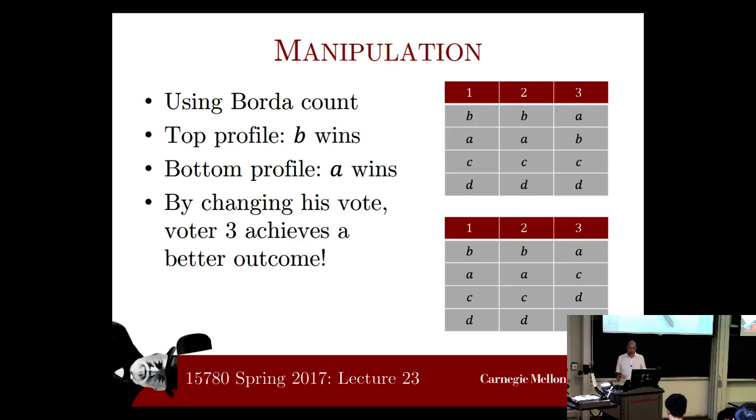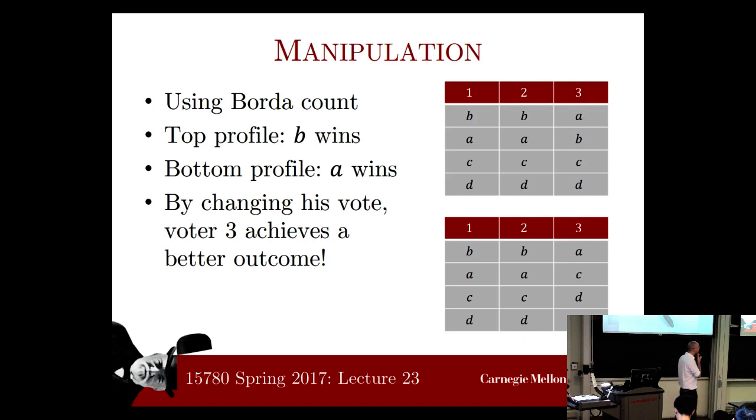So we have 3 voters here. Now look at this profile over here. Let's count how many points each alternative has. B has 3 plus 3 plus 2, that's 8 points. A has 2 plus 2 plus 3, that's 7 points. And obviously C and D have fewer points. C has 3, D has 0. So alternative B is the winner in this profile, with 8 points. Now, let's take the point of view of voter 3.